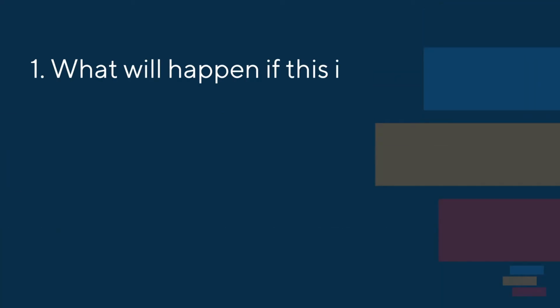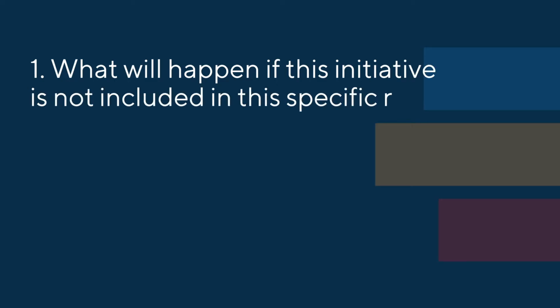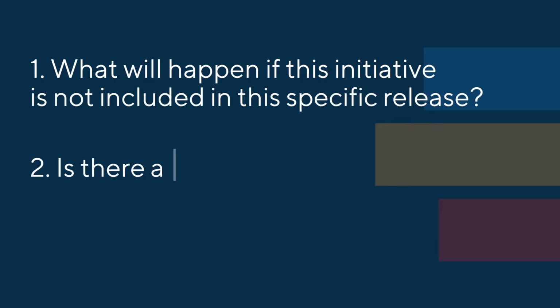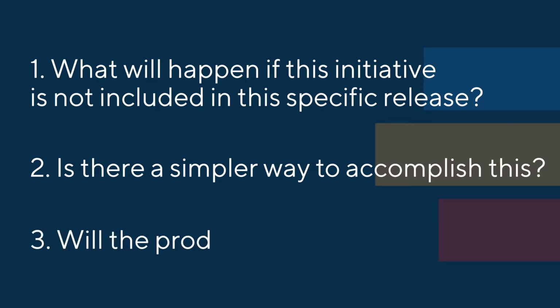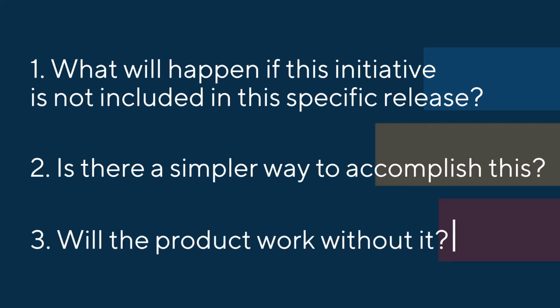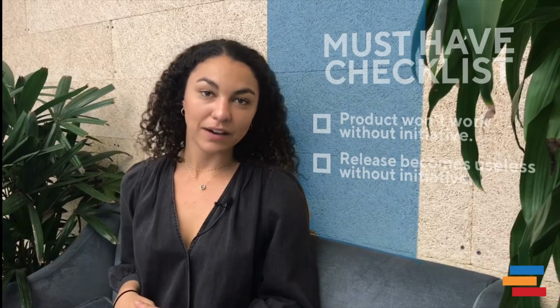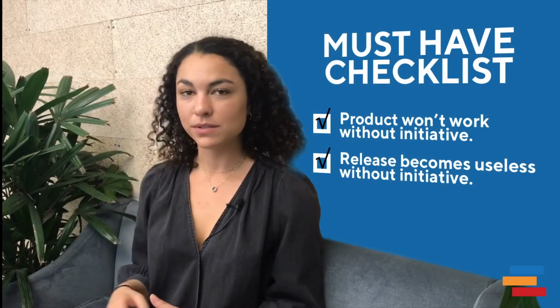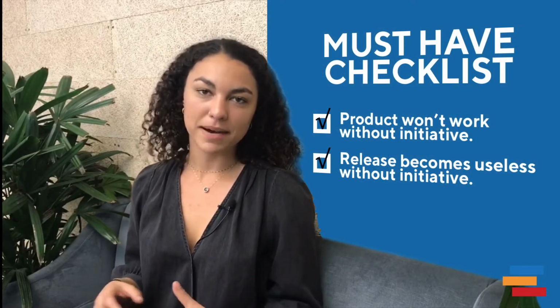Now let's break down those 4 categories even further. First, we'll review the must-have initiatives. Must-haves are non-negotiable needs for your product, project, or release. If you're unsure whether an item belongs in this category, ask yourself these 3 questions. What will happen if this initiative is not included in this specific release? Is there a more simple way to accomplish this? And will the product work without this item? If the product won't work without this initiative, or the release becomes useless without it, it's probably a must-have.